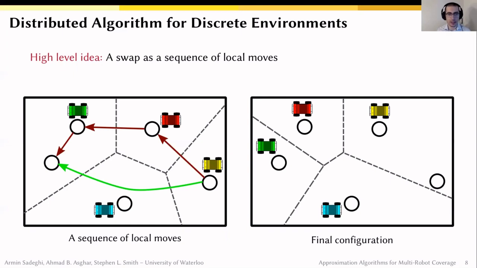But we can break down this green move into a set of smaller local moves. First, the green robot moves to a location inside its Voronoi partition. Then it will ask one of its neighbors to cover for it. Basically, it will ask one of the neighbors to go to the previous location of the robot. This process will continue, and each robot will ask its neighbor to cover for it until the yellow robot will cover for one of its neighbors. And the final configuration is shown on the right.